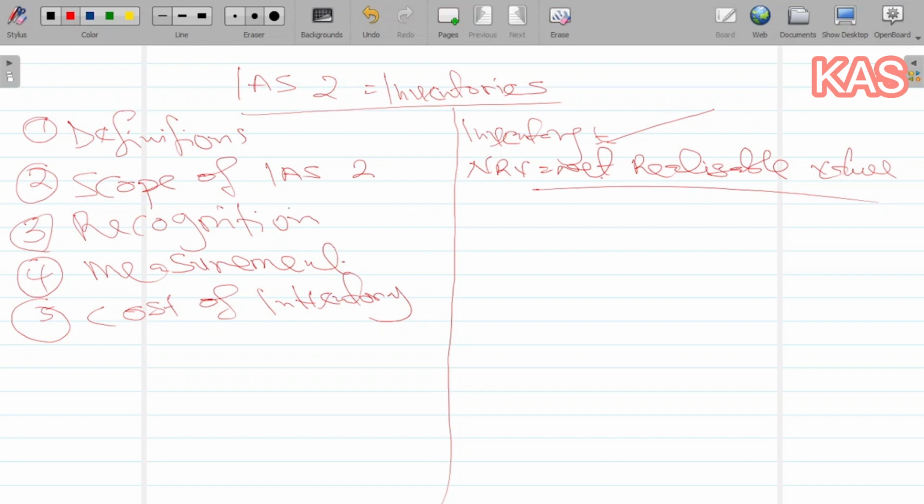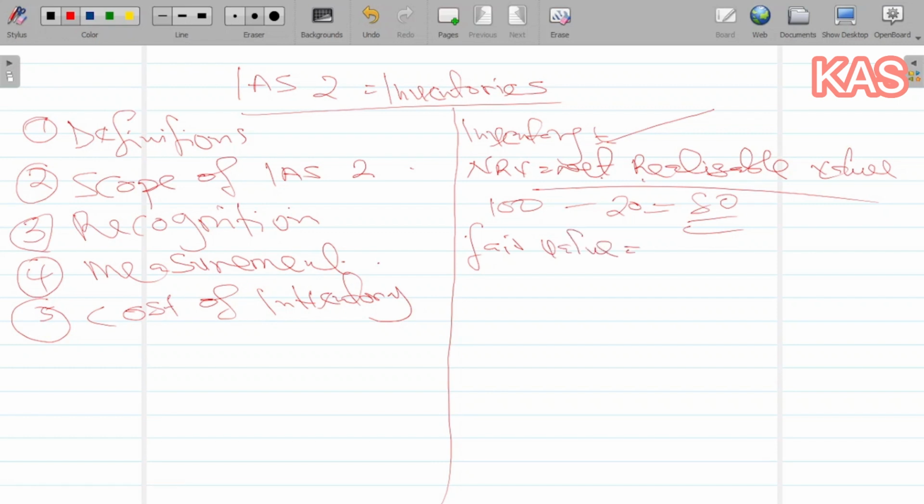What this means is the cost you are expected to incur to sell your inventory. Let's assume that your inventory is, let's say, 100 naira. Then you are going to incur costs in the process of selling this inventory. Let's say you incur 20 naira to sell that inventory. So your NRV is 80 naira. That is what it means.